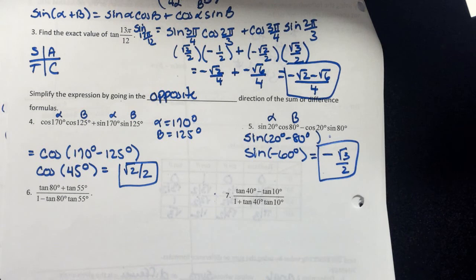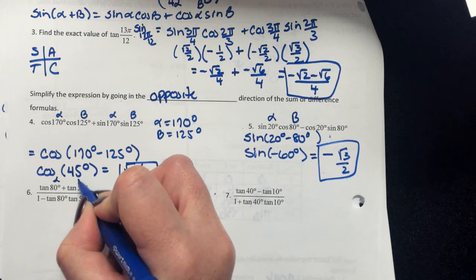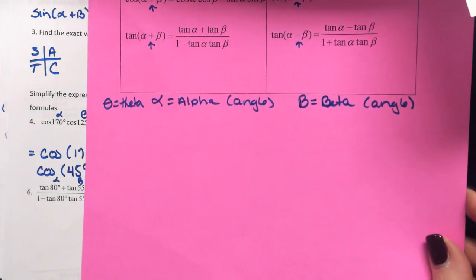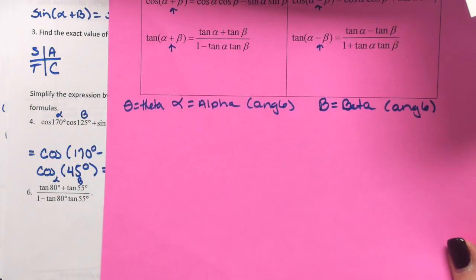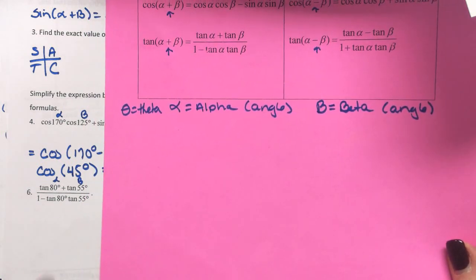At least the tangents are pretty obvious. So we know that number 6 has to come from either the tangent sum or the tangent difference formula. So again, look at 80 degrees as your alpha, beta as your 55 degrees. So which one is it? Is it the tangent alpha or tangent beta? Tangent sum.